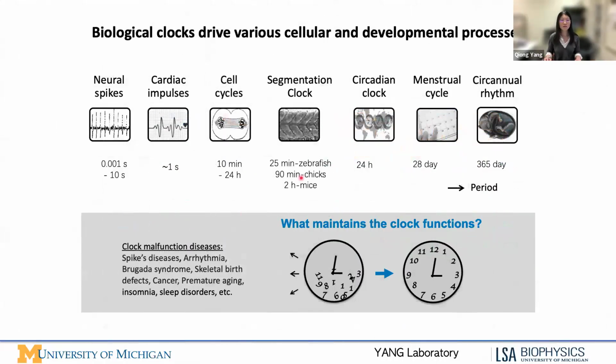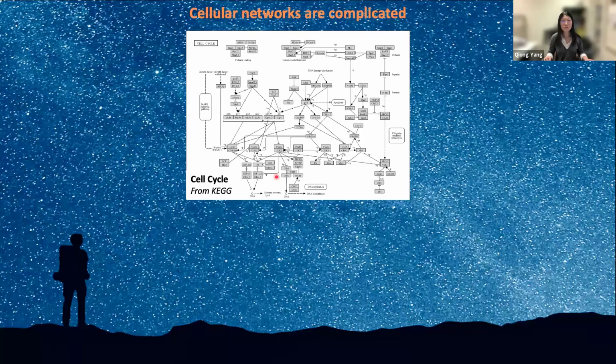So this is just a brief introduction about the mitotic clock. And indeed, the mitotic clock is just one of the many biological oscillators that span orders of magnitude in their time scales and control various cellular and developmental processes. It's very important because if you interrupt one of these clocks, it can lead to various diseases. So it's important for us to understand what maintains the clock function. But understanding it can be obscured by these complicated networks, which is typical for biological networks. It's like staring at the mysterious sky.